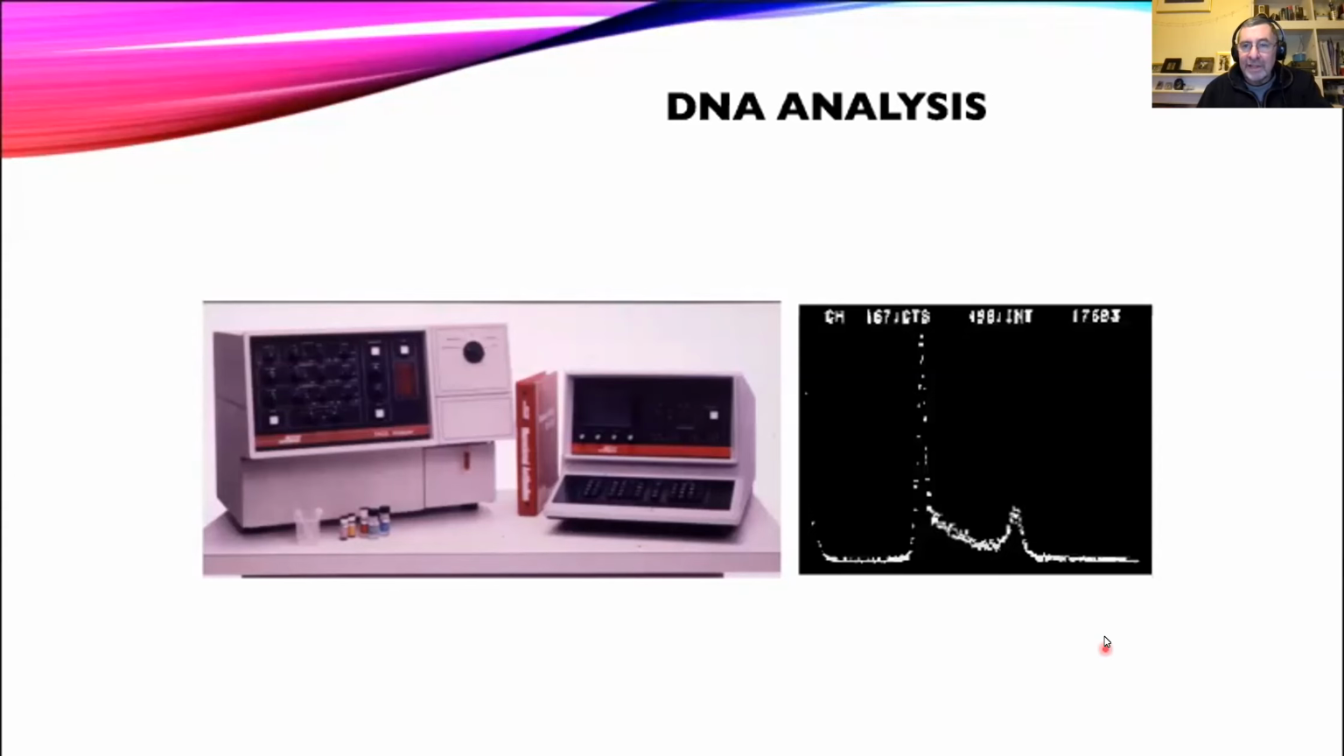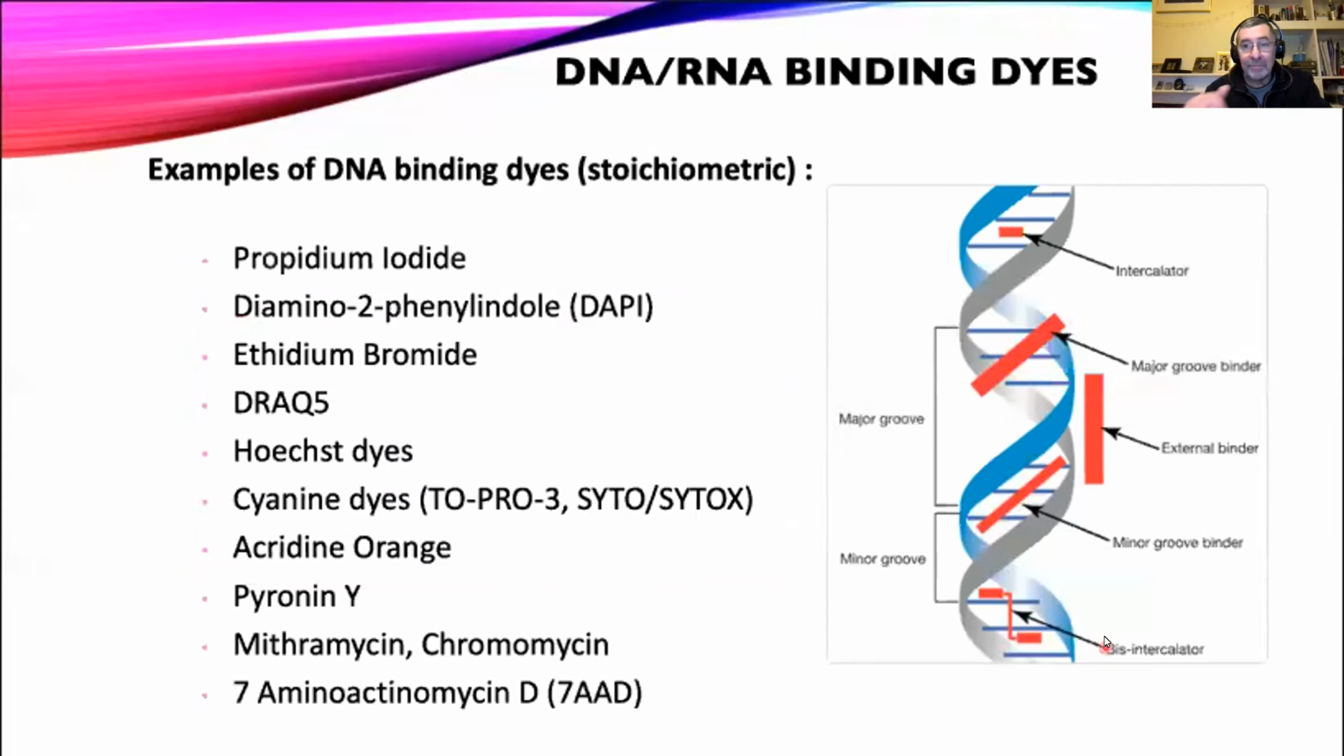But in order to make that DNA histogram, we need a fluorescent dye. As we do with any flow cytometric application, we have to make the part of the cell that we're interested in fluorescent so that we can see it and we can quantitate it. And here is a list of some, not all, of the DNA binding dyes that you might be familiar with in flow cytometry. Maybe you've used propidium iodide or DAPI or the Hoechst dyes.